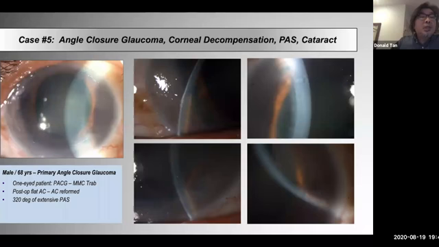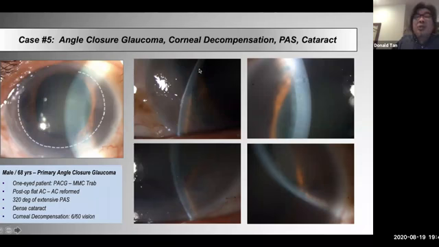So you can see there that this all the way around is about 2 to 3 millimeter rim of PAS. So this chamber is really small now and very shallow. And he also had a very dense cataract. Okay, so, you know, phaco itself was a bit frightening. And at 6/60 vision, you can see the PAS all the way around here.